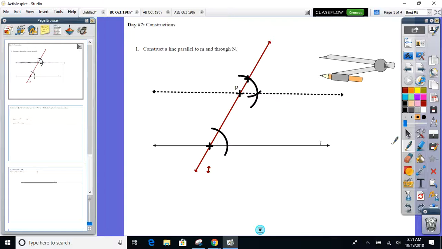Okay, we're not just going to do this once. We're going to do it one more time on the next one, but I got to make sure we're all good here. Okay, here we go. Compass point. Swing it through both. Go up to P.